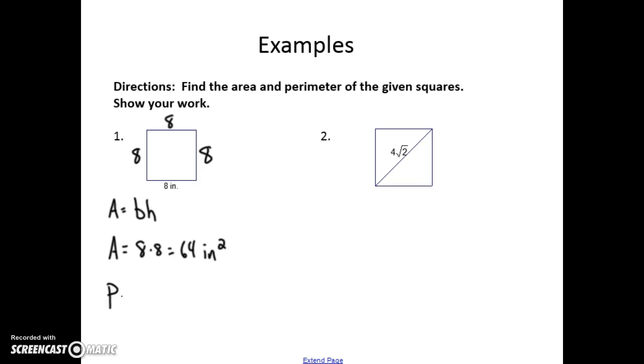And then perimeter is the distance you would have to walk if you were to walk all the way around the outside of the square. So you just add up all the edges for perimeter. So it'd be 8 plus 8 plus 8 plus 8, or 8 times 4, which is 32 inches.